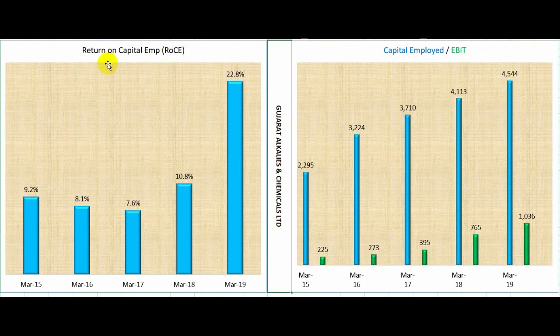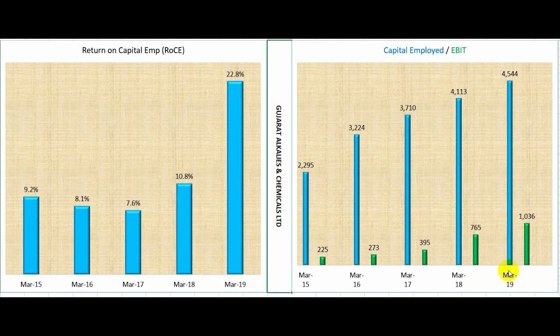Return on capital employed, or ROCE. This is calculated by comparing the EBIT, or the top line profit the company generated, against the total capital employed. In this case, capital employed is a total of the net worth plus any borrowings done by the company. The ROCE should also be above 15% at least. Since March 15 till March 18, we can see that the company's ROCE was below 15%. Only in March 19, the value has jumped to 22.8%.